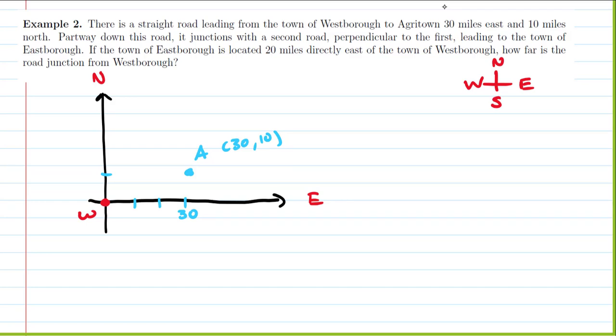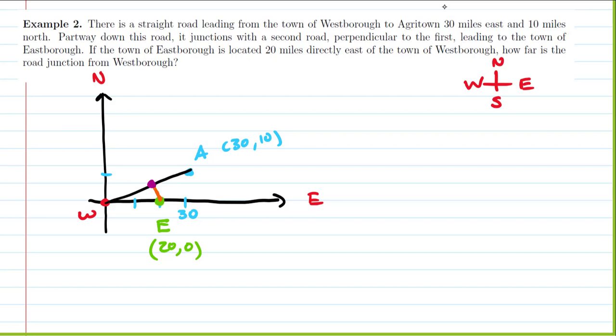Partway down the road, it junctions with a second road perpendicular to the first, leading to the town of Eastboro. If Eastboro is 20 miles directly east, so that's going to be here. So in terms of our diagram, we have our road that connects these two cities, and then it says partway down this road, we have something that is perpendicular to that road that leads us exactly to that point. So just to help, this is located at the point 20, 0, and what we are trying to find is this point right here, right? So this is what we want.